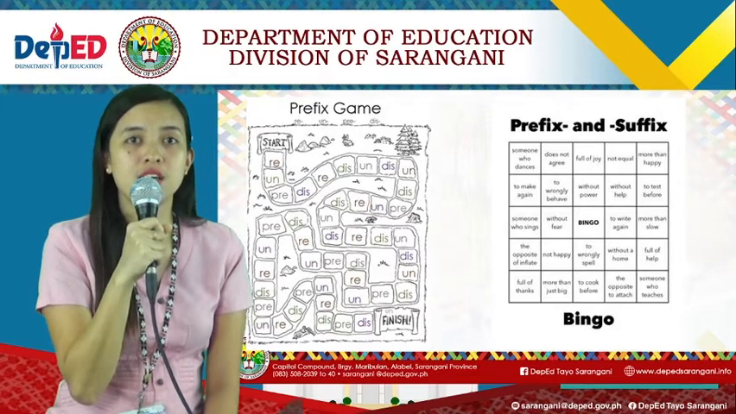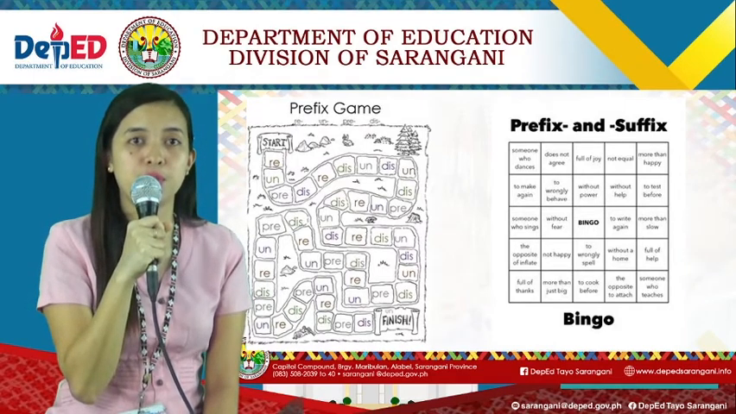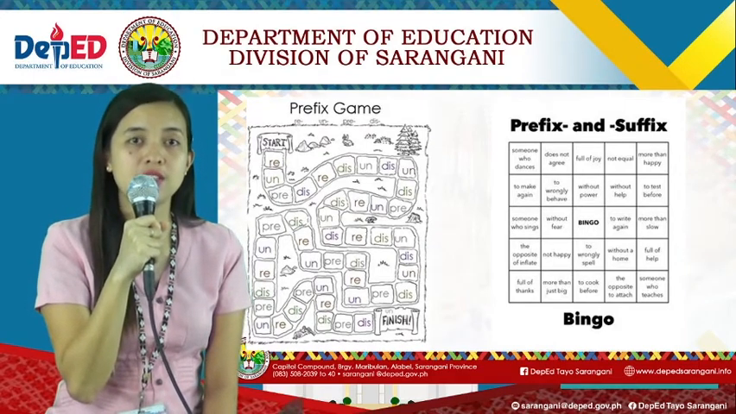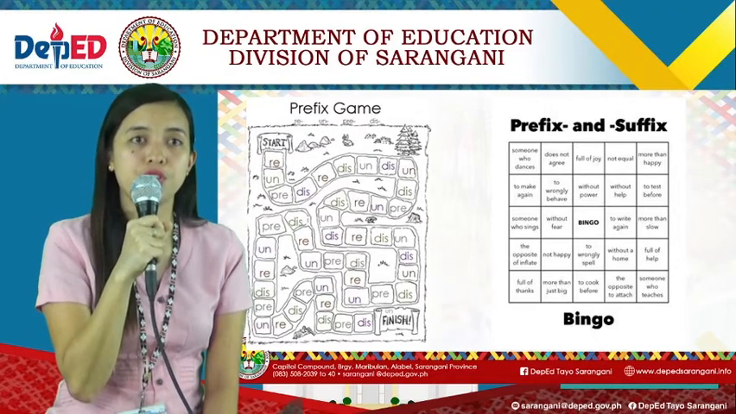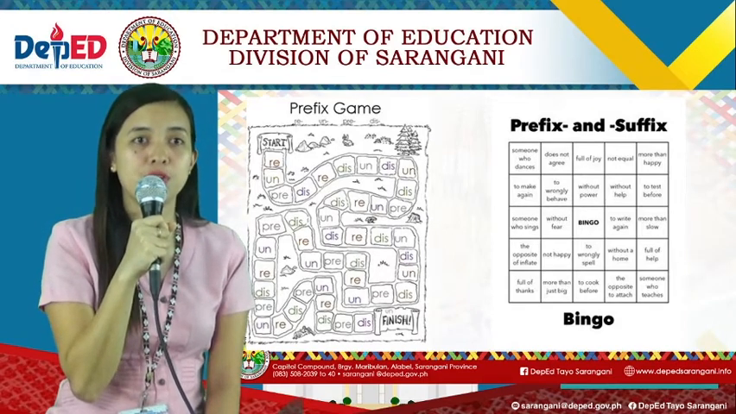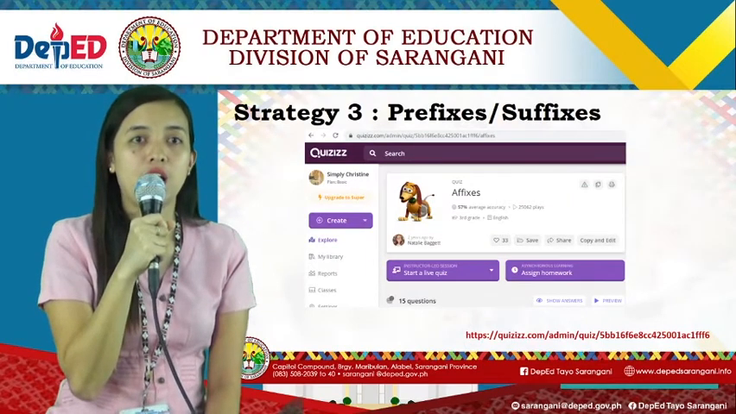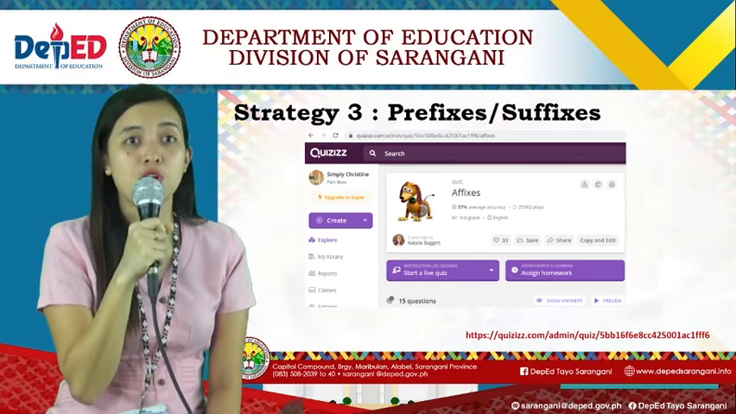We also have this prefix and suffix bingo, and this activity is also familiar to you, so you can provide this and help our learners in improving their vocabulary skills. So again, you can make use of the quizzes. I have indicated a link there, and you can provide this to our learners, especially if you have a strong connection in your communities.